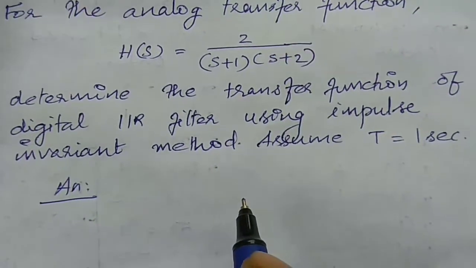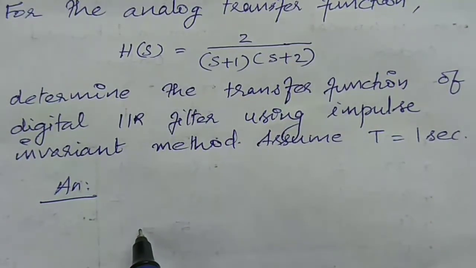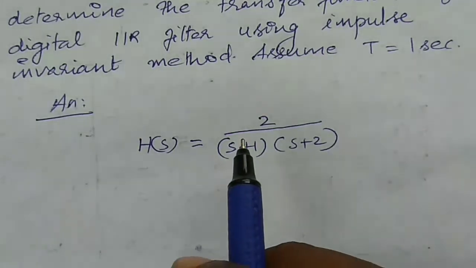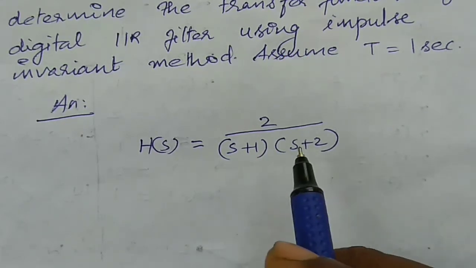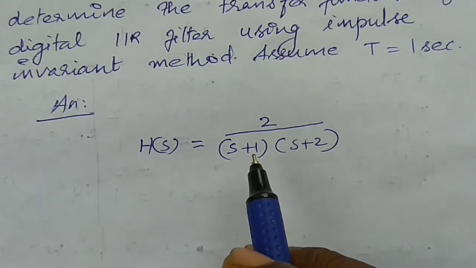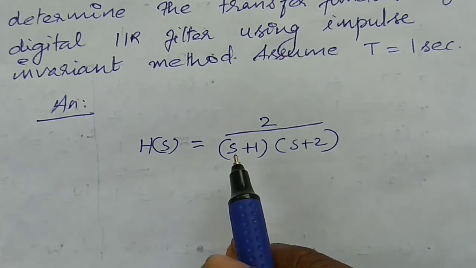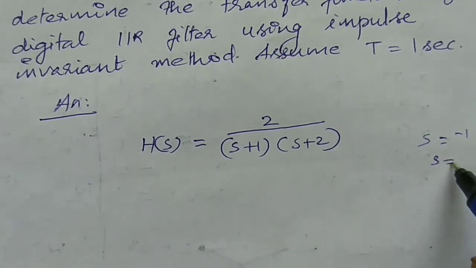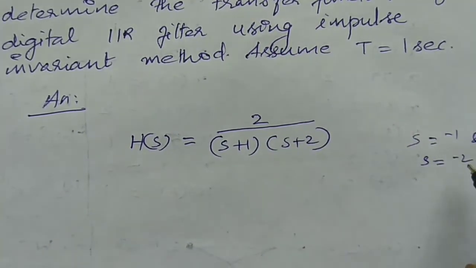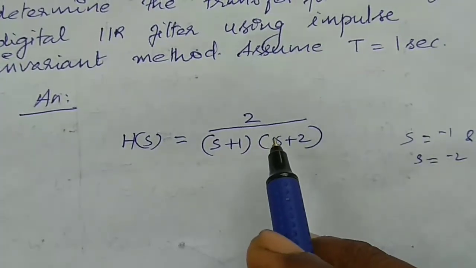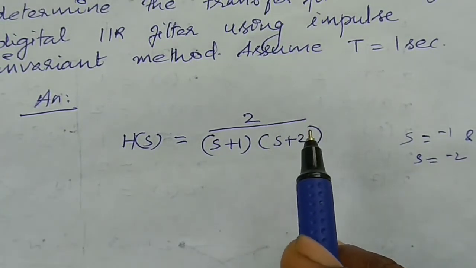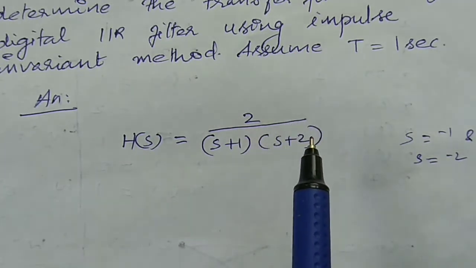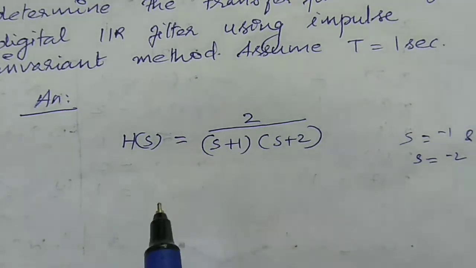First, let us rewrite the analog transfer function given. Here we have multiple poles, that means two poles in the denominator. (s + 1)(s + 2) means one pole is at s equal to minus 1 and another pole is at s equal to minus 2. Now we have two poles. As we have multiple poles, we have to split this equation. That is the first step of the impulse invariant method. Use partial fraction for that purpose.